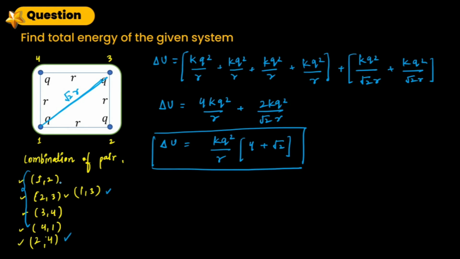Just remember the process. First, you have to find out how many pairs of charges there are. Then form those pairs and find the potential energy, which is given by kq1q2 over r, where r is the distance between the two charges. That is the relation for potential energy, and how this formula came, we saw in the derivation in the very first slide. Let's move ahead.